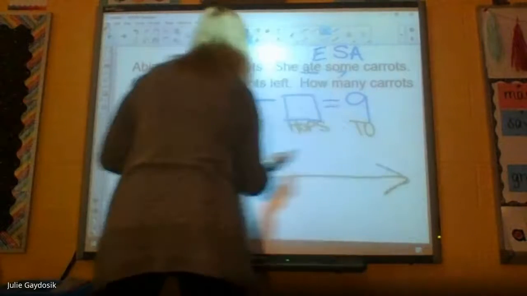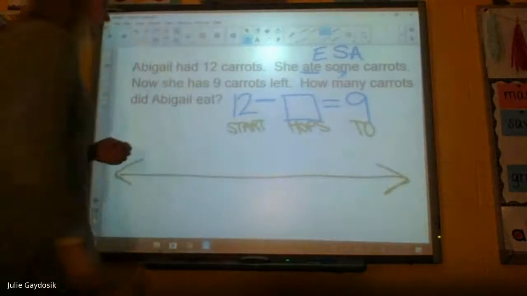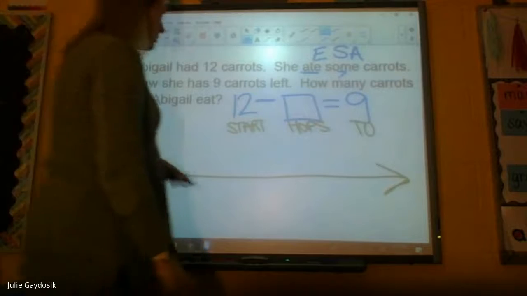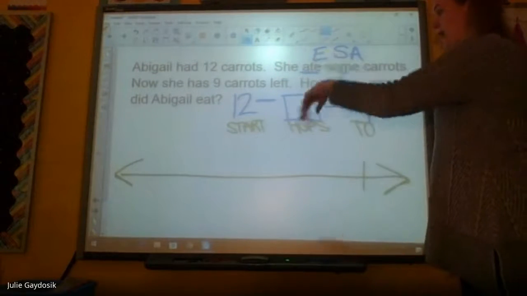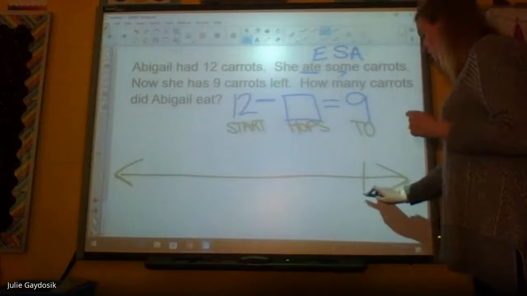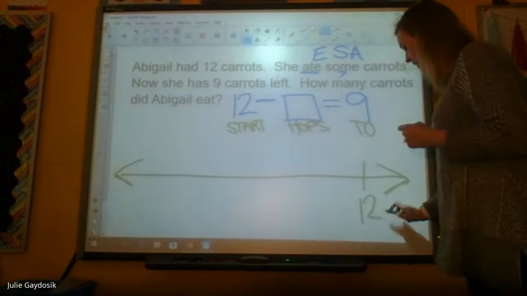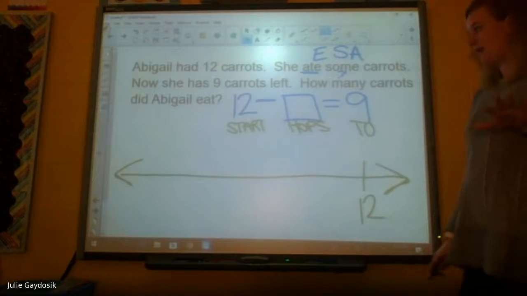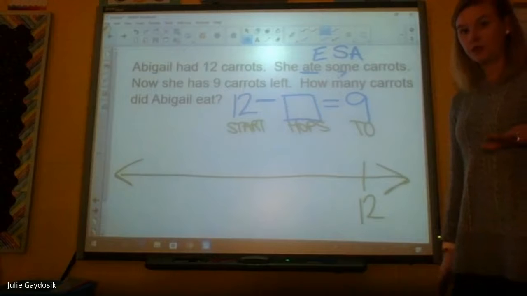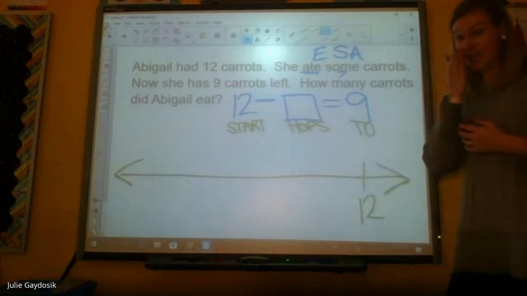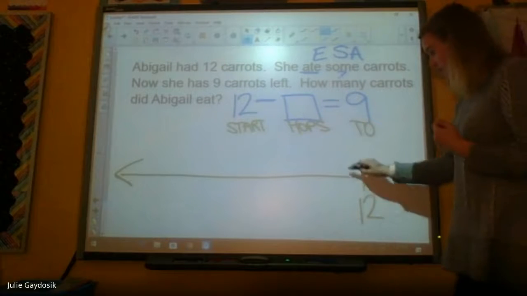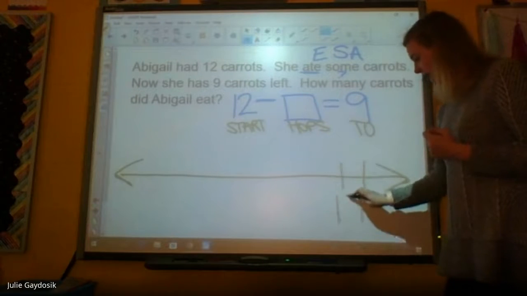I'm going to draw my open number line. Now remember, when I'm doing subtraction, I'm going to start over here. I'm not going to start over there because I'm hopping backwards. I'm taking away. So I'm going to start with the number 12. Now, I don't know how many hops I have to do. I know where I have to go.